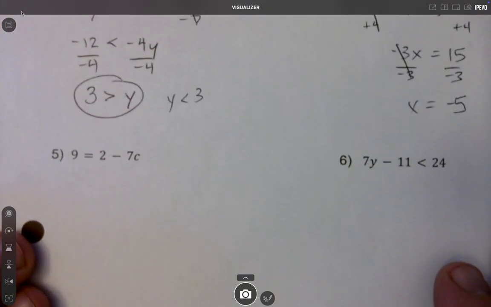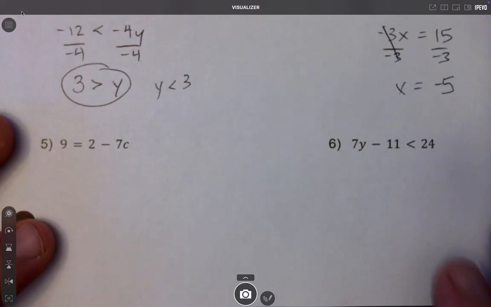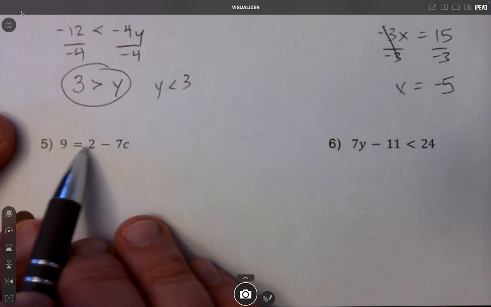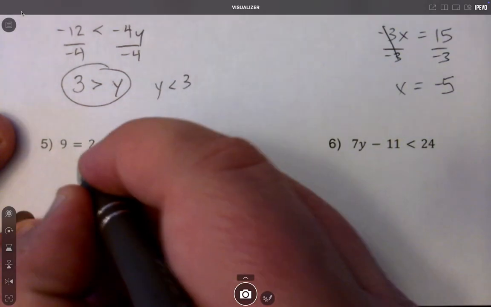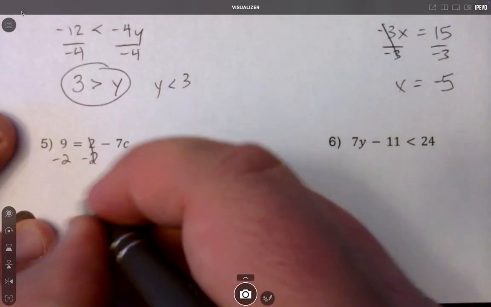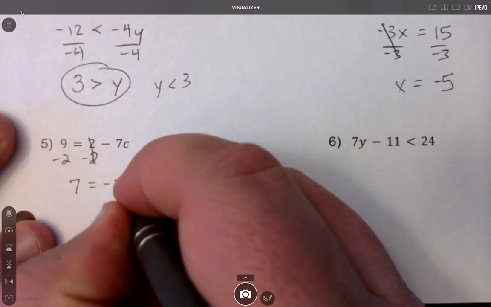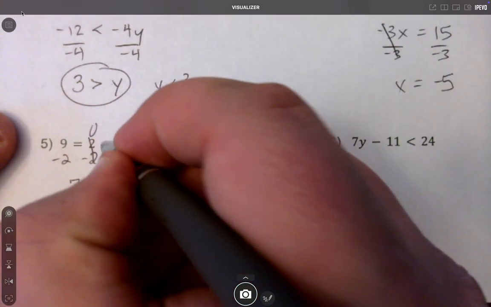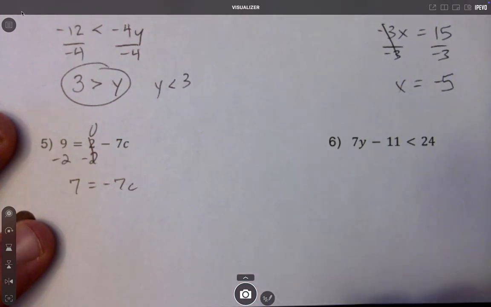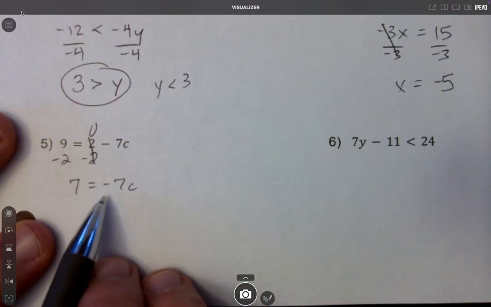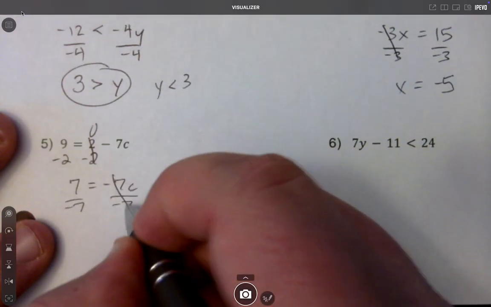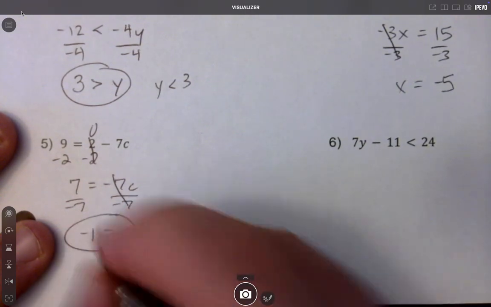Okay, number 5. Again, we can skip straight to step 4. We need to move this constant. Now, I know you see a minus sign here, but you don't look to the right of a number to figure out what to do with it. You look to the left. There's nothing written, which means it's a positive 2. So you subtract 2 from both sides. That gives us 7 equals negative 7c, because this basically becomes 2 minus 2 is 0, and 0 minus 7c is negative 7c. So that's why that minus sign stays as a negative. Now we divide both sides by negative 7, and we get negative 1 is equal to c.